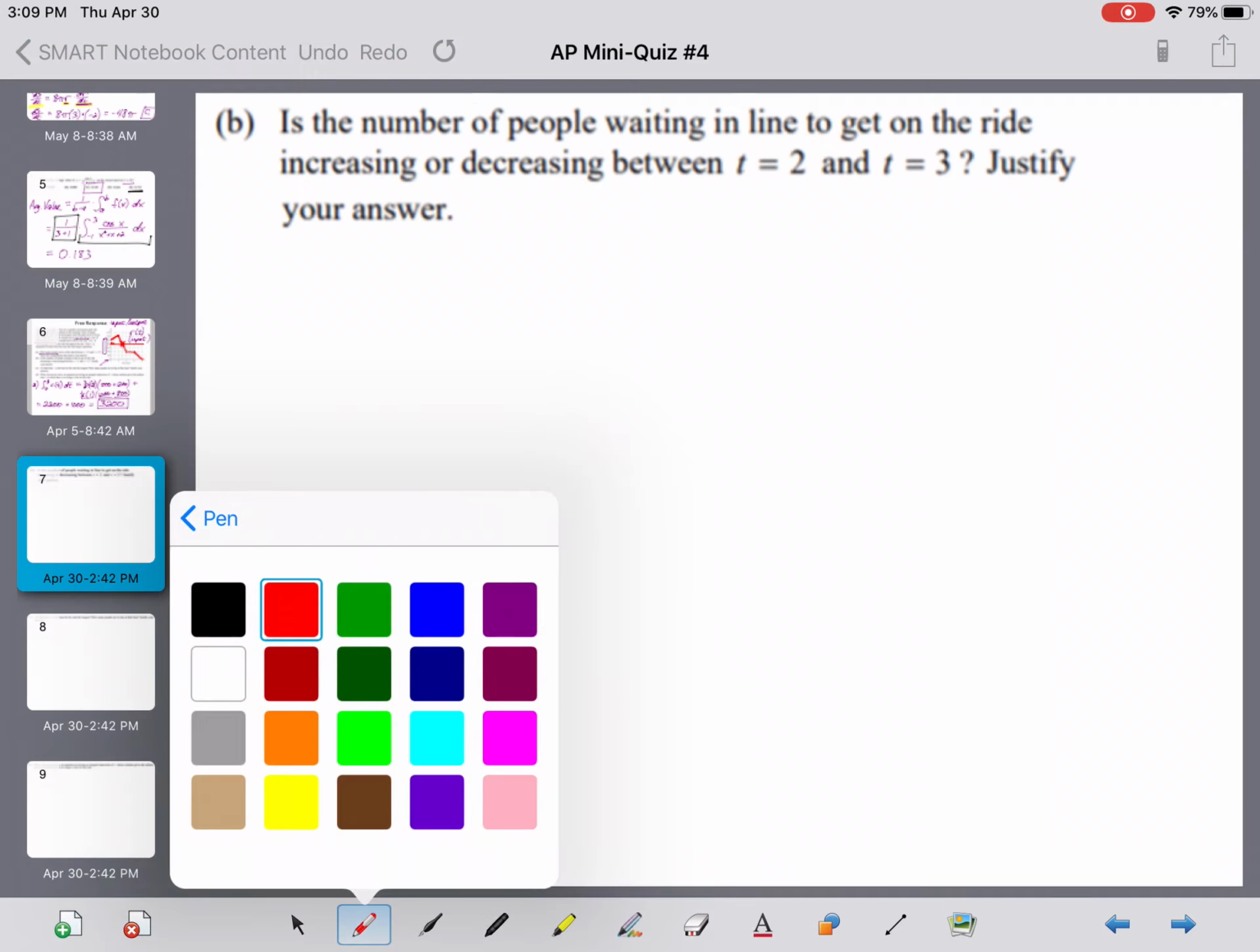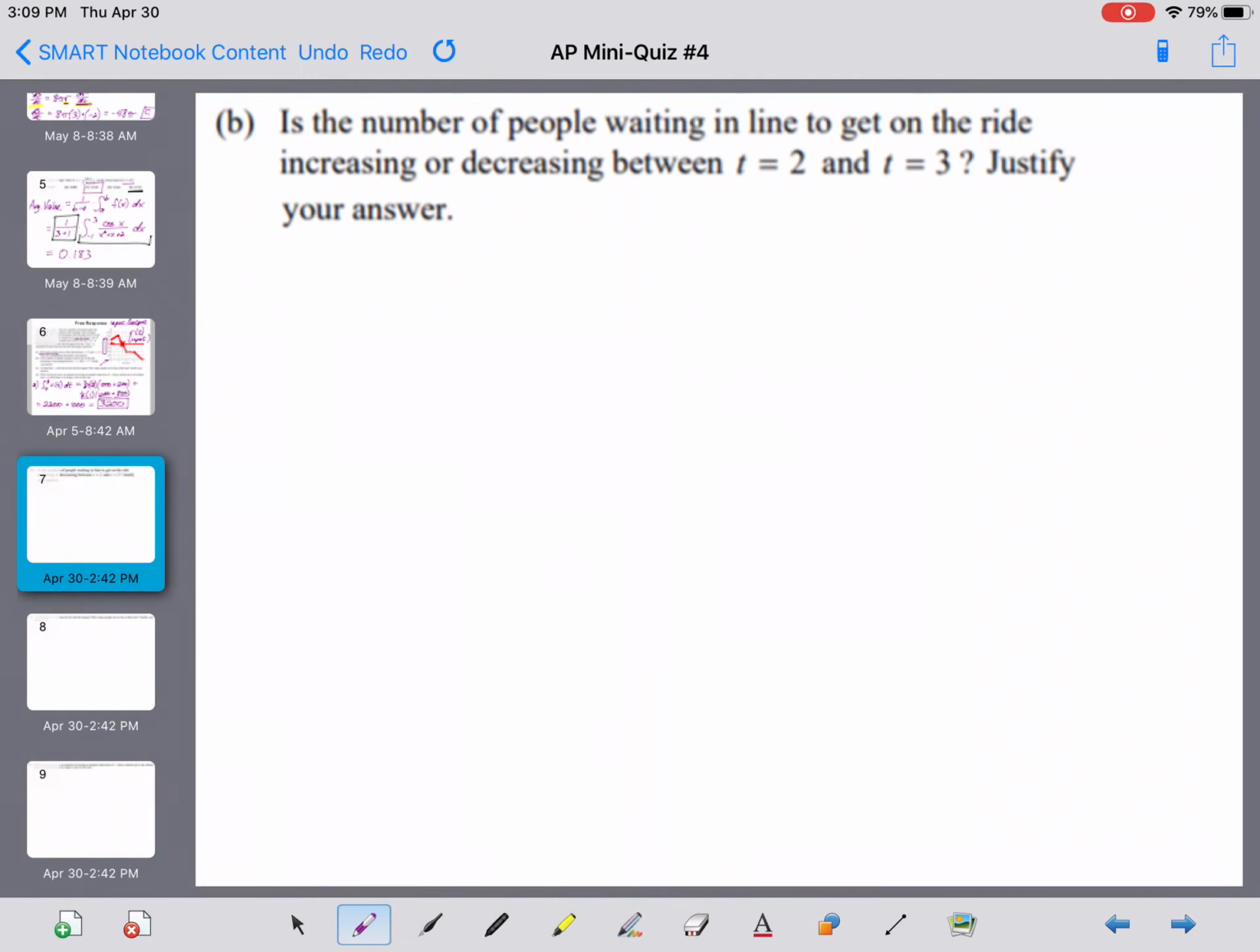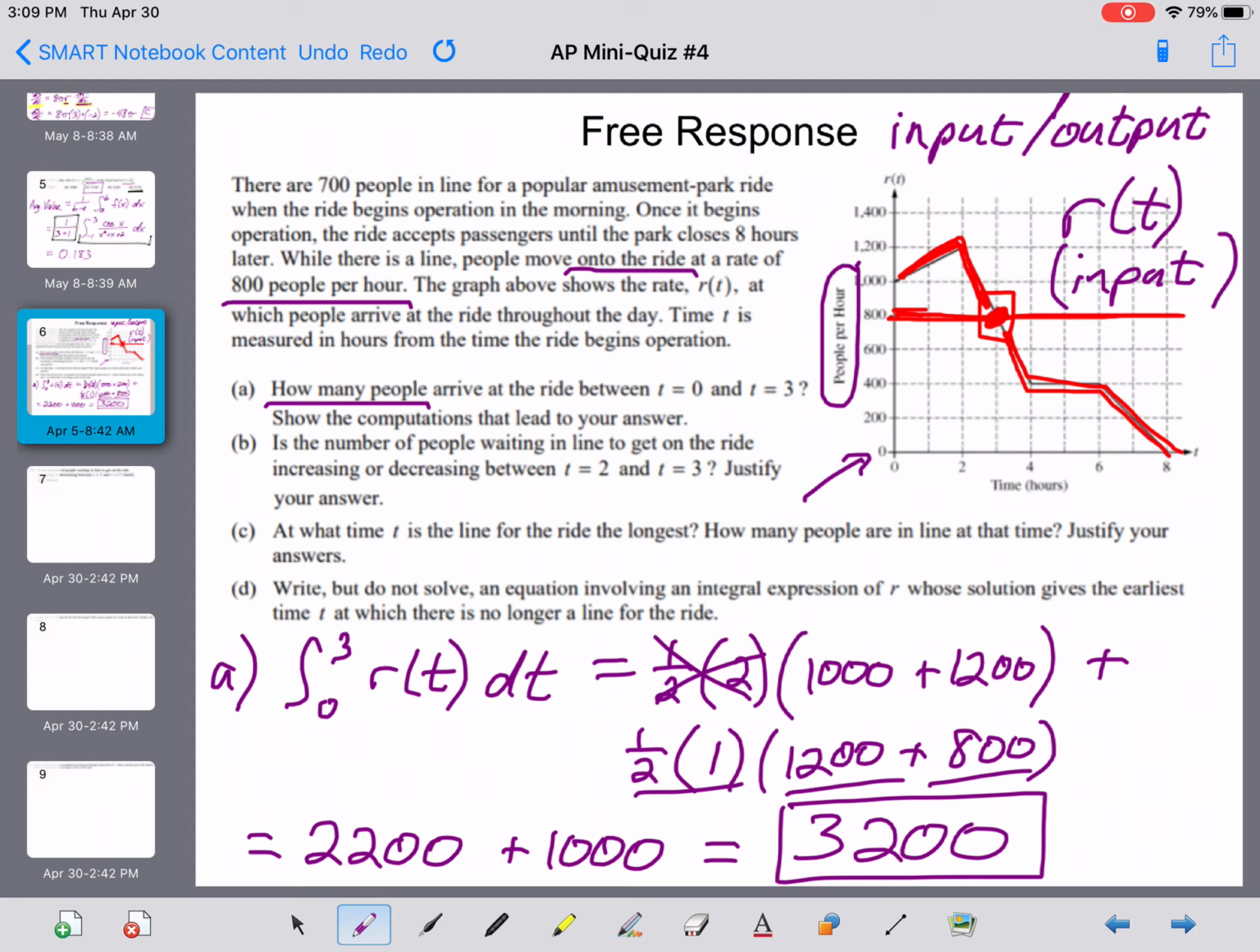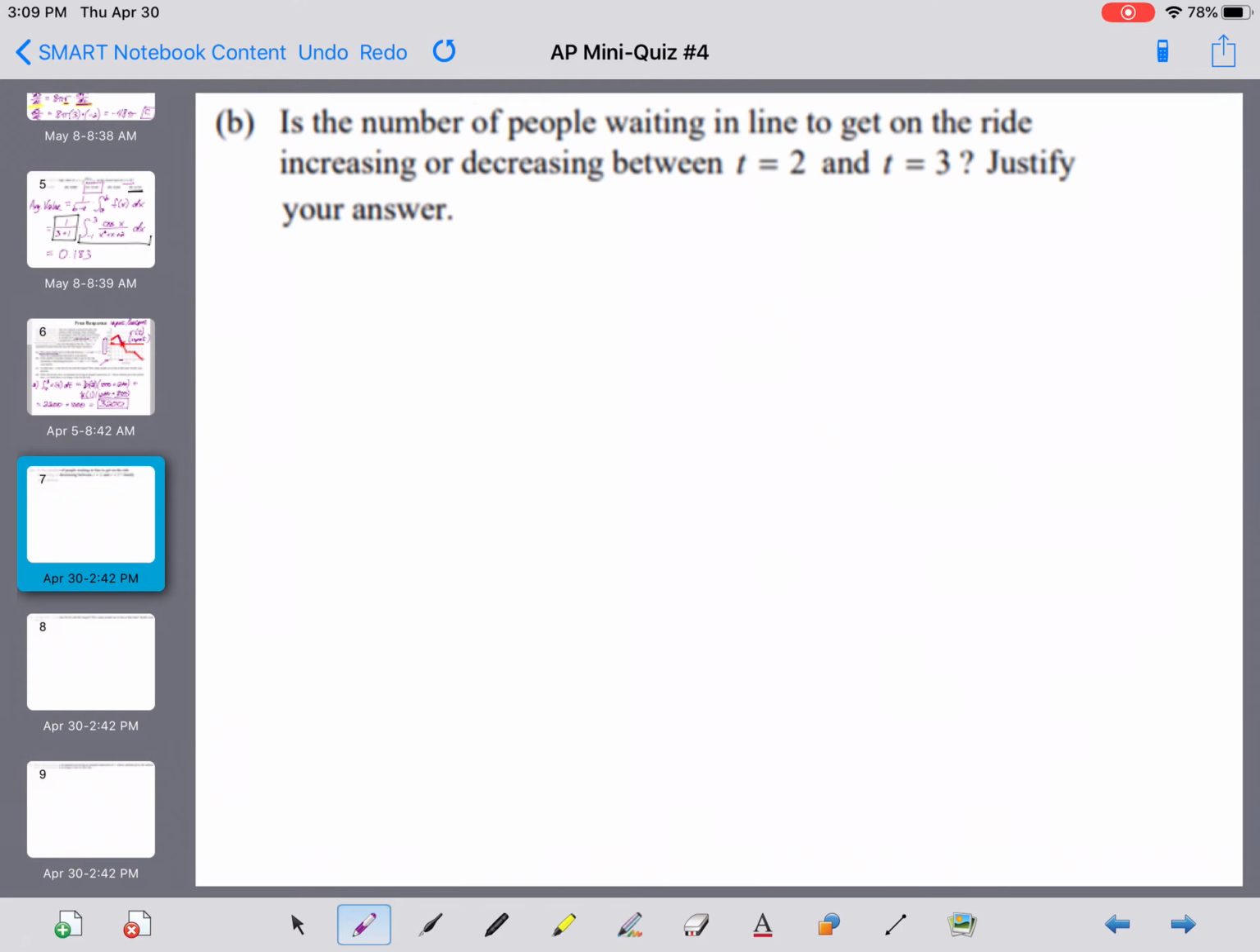So to answer this question, is the number of people waiting to get on the ride increasing or decreasing between 2 and 3? Well, from 2 to 3, we're talking right here on this interval. That is still above that 800 right there. So the answer is going to be increasing. So what would we say here, guys? The number of people in line, try to be efficient here, is increasing.